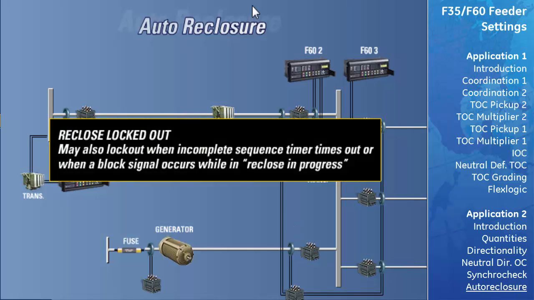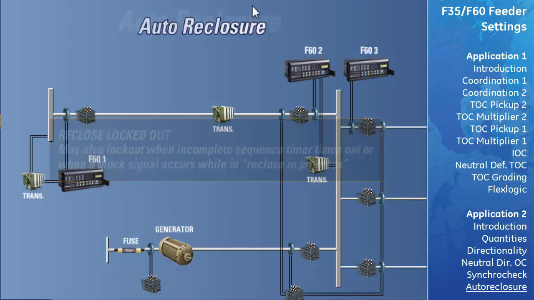In addition to this, the scheme may also be sent in lockout when the incomplete sequence timer times out, or when a block signal occurs while in reclose in progress. The auto reclosure scheme must be reset from lockout in order to perform auto reclosure for further faults. This would normally be accomplished automatically through Flexlogic.